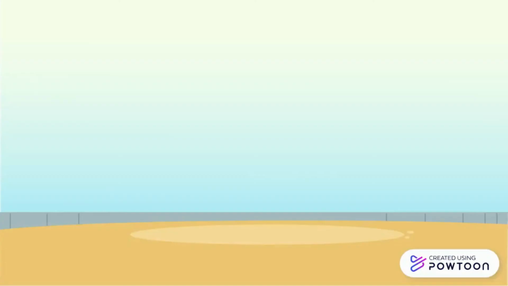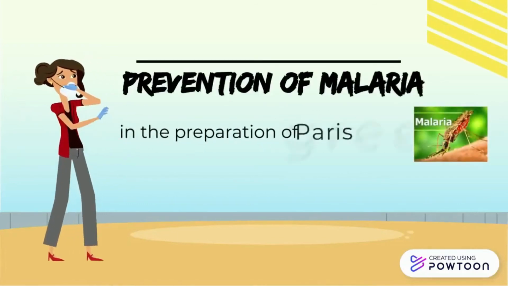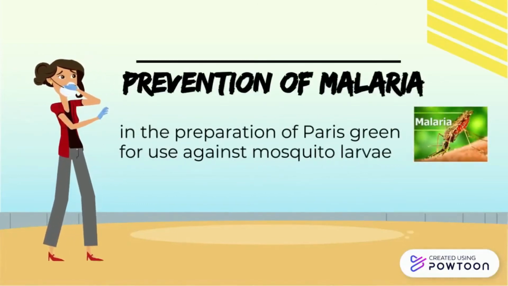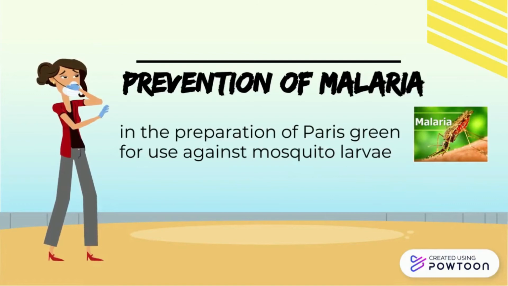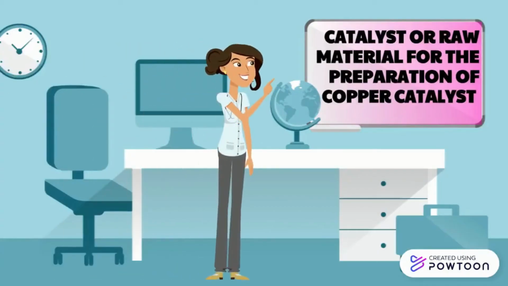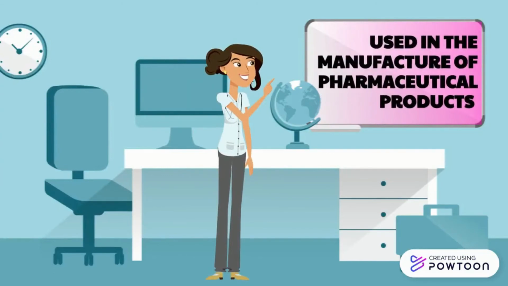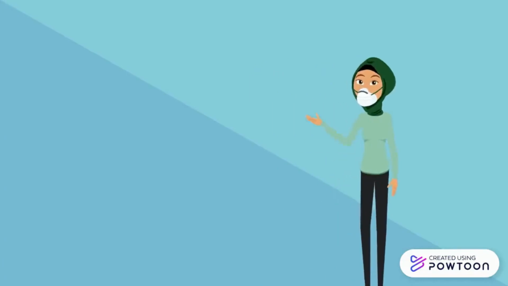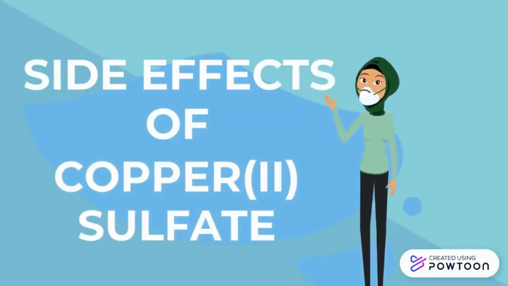Next, copper sulfate can also prevent malaria, where an extract of copper sulfate, called Paris green, can be used against the vector of the disease, which is the mosquito larvae. Lastly, copper sulfate can also be useful in pharmaceutical applications, for example, as a raw material in the manufacture of copper catalysts. So, next is the side effect of copper sulfate.